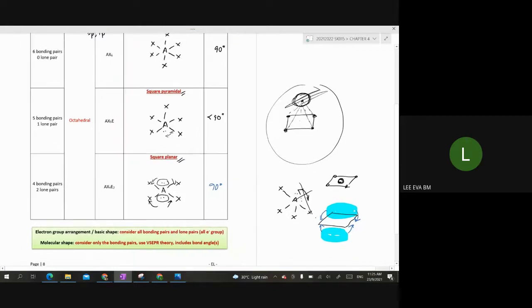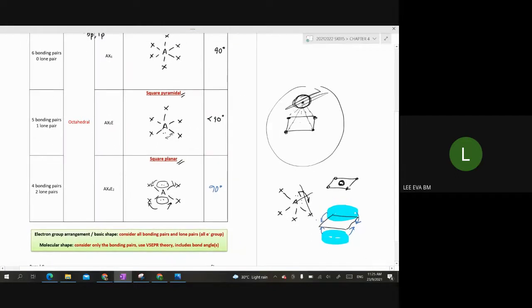Oh, can you see my screen over here? So there's no need to write less than 90 for square planar. Square planar memang 90 darjah. Is everyone good? Okay, madam. Good. Okay. Alright, madam.